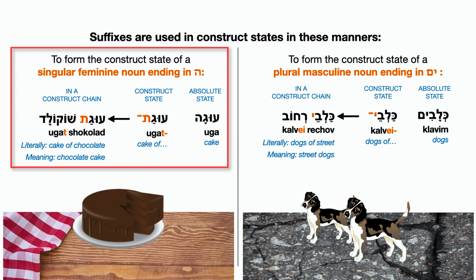So in a construct chain, ugat plus chocolate means ugat chocolate, cake of chocolate. That's how we say chocolate cake in Hebrew.